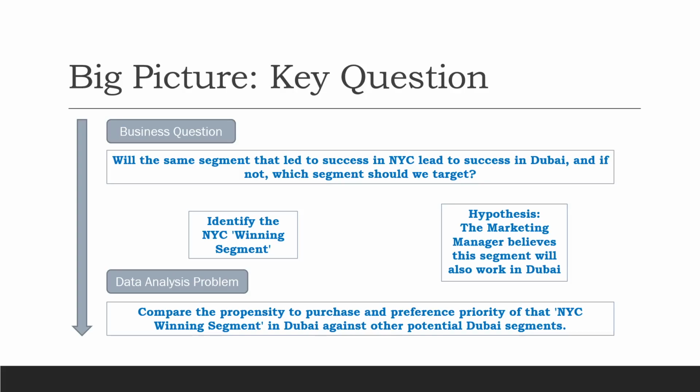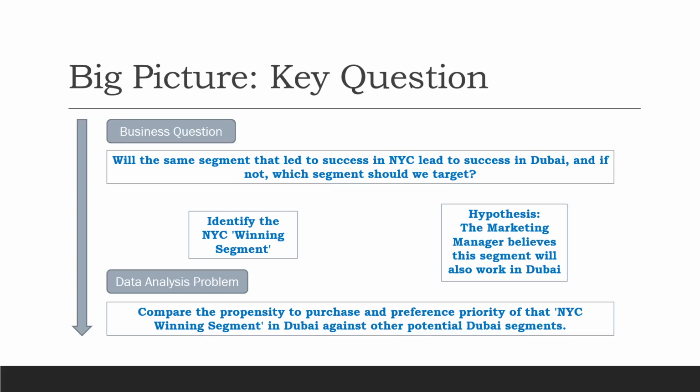Now, what was the hypothesis? So the key takeaway from the meeting was the business question: the segment which you are asking us to go ahead and target in Dubai, that segment worked in New York, but would it again work in Dubai? I don't know. So first of all, let me identify which was the winning segment in NYC and test your hypothesis. So what the data analyst has effectively done is understood the business question and converted that into a data analysis problem. And what was the data analysis problem? Compare the behavior to act in a certain way, that is called propensity, to purchase and preference priority of the NYC winning segment with Dubai segments and see what is happening.